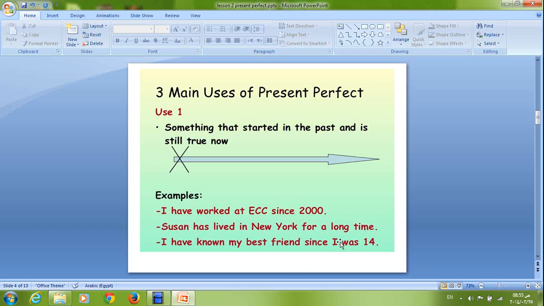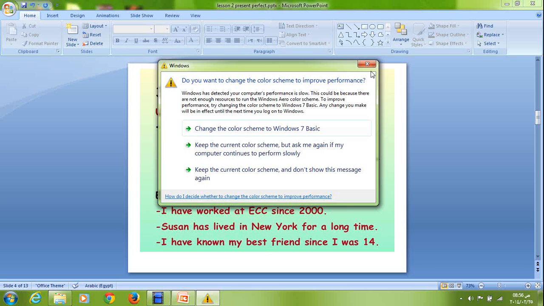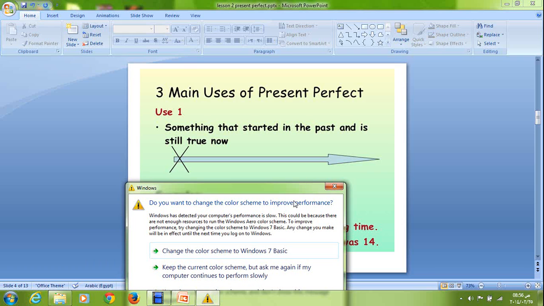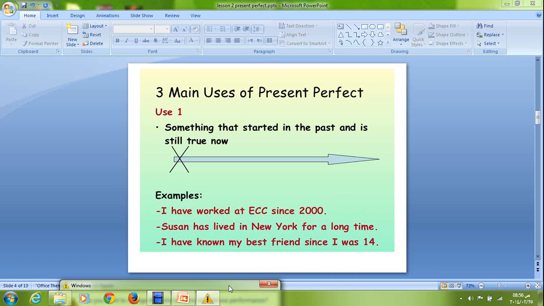I have known my best friend since I was 14. So the first use of the present perfect, something that happened in the past and is true. It's true. Okay.